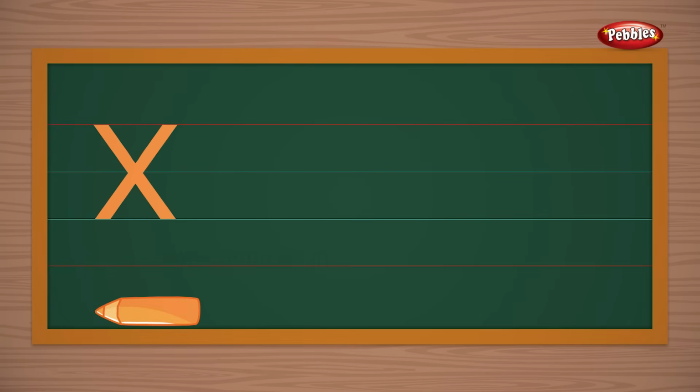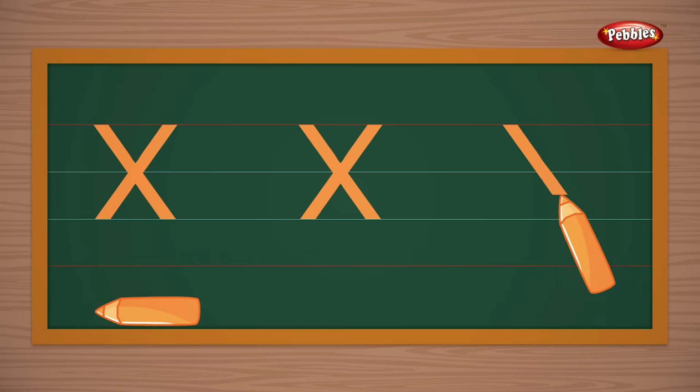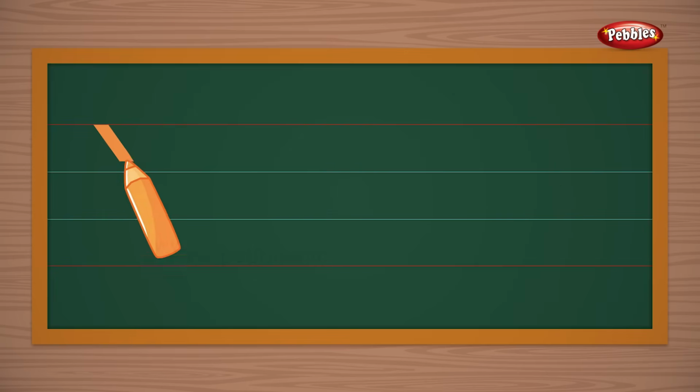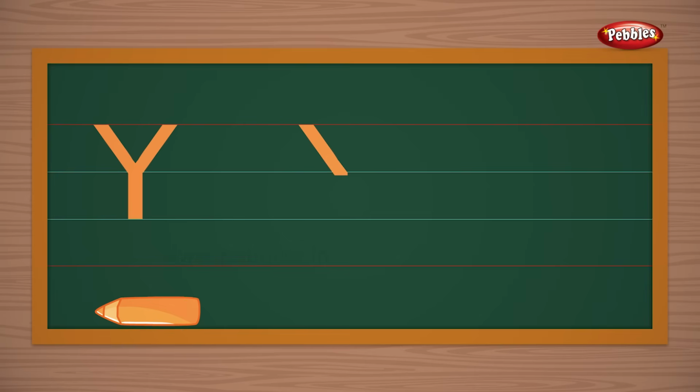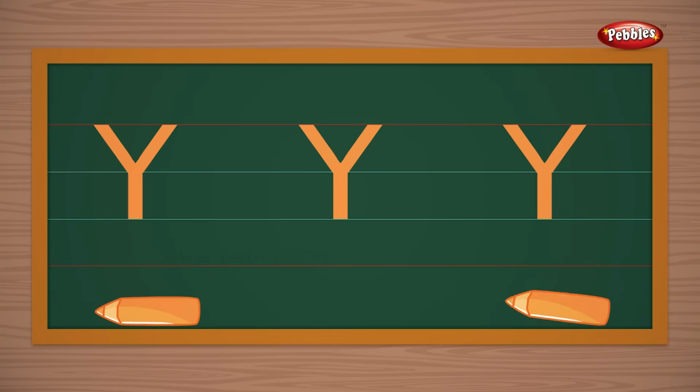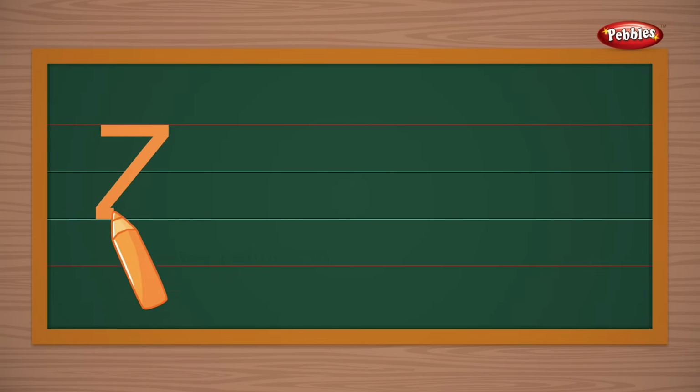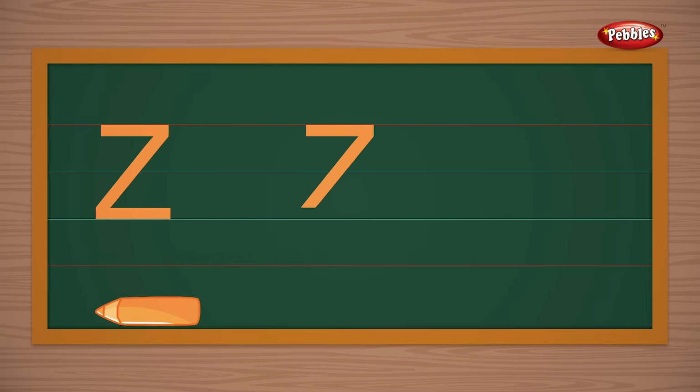X. One cross line, another cross line. X. Now it's time to write Y. Draw a V and join it by a standing line. It's time to write Z. A sleeping line, a cross line, and a sleeping line makes Z.